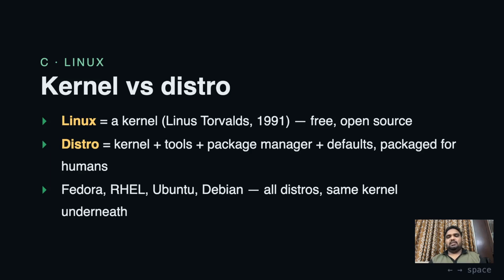The Linux kernel bundled with a set of tools, a package manager, and sensible defaults put together for humans to actually use. Fedora, Ubuntu, Debian are distros. Same kernel underneath, very different bundles on top.